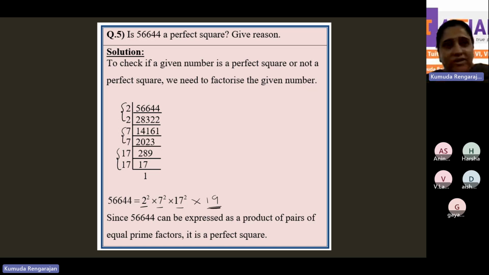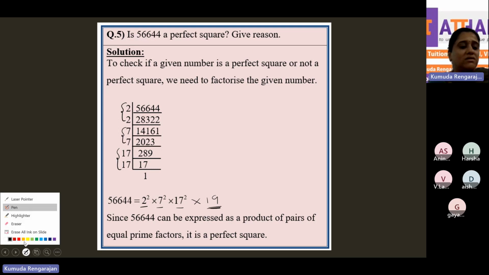See, you don't have to find the square root here. The question is not to find the square root. Is it a perfect square? Answer the question: is it a perfect square or not a perfect square? Now here the answer is yes, it is a perfect square. Why? Because every prime factor is occurring in pairs. There are two 2s, two 7s, two 17s.